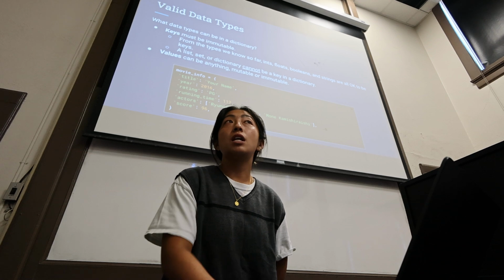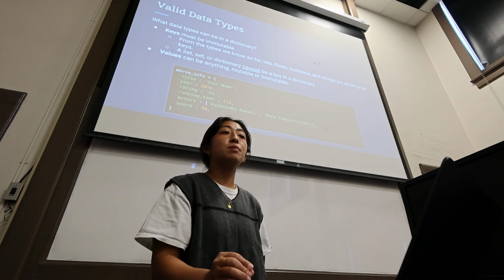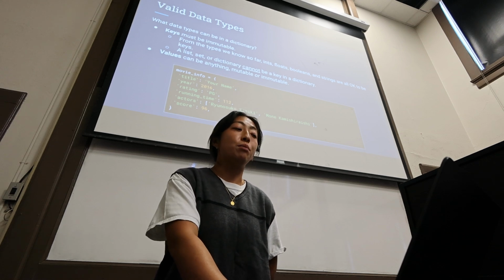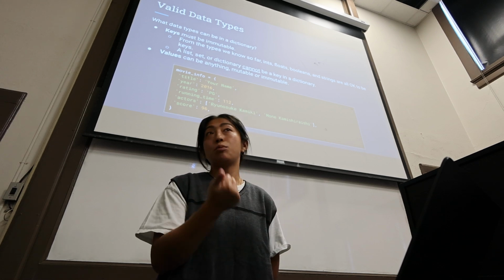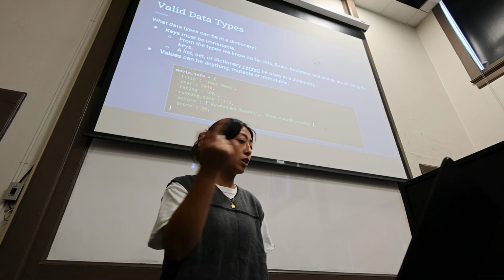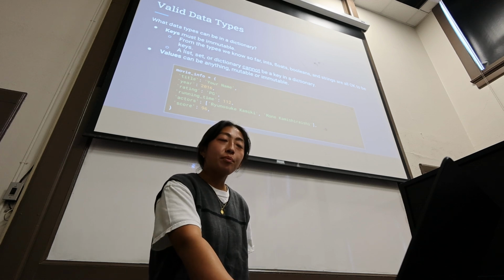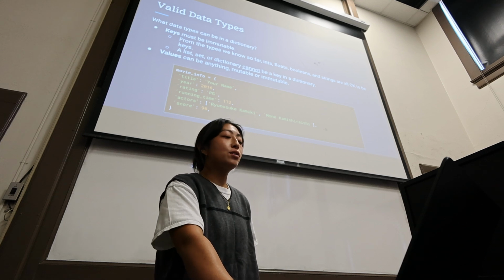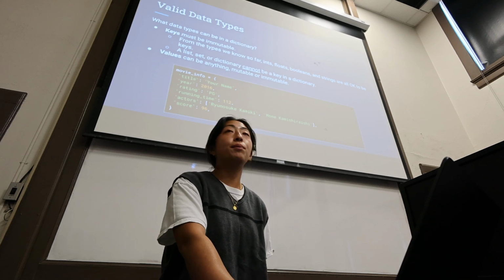So remember, keep in mind the valid data types that are allowed for the different data structures. So keys have to be immutable, meaning strings probably, but it could also be integers, floats, booleans. You cannot have a list as a key to a dictionary, right? And then the values can be anything. It can be mutable or immutable.